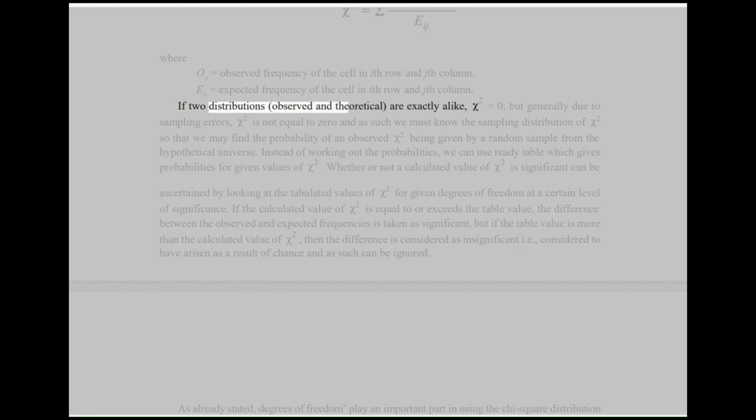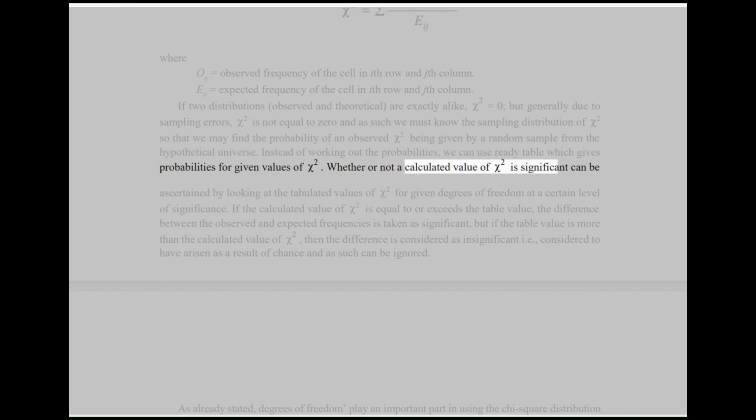If two distributions, observed and theoretical, are exactly alike, χ² is equal to 0, but generally due to sampling errors, χ² is not equal to 0 and as such we must know the sampling distribution of χ², so that we may find the probability of an observed χ² being given by a random sample from the hypothetical universe. Instead of working out the probabilities, we can use a ready table which gives probabilities for given values of χ².